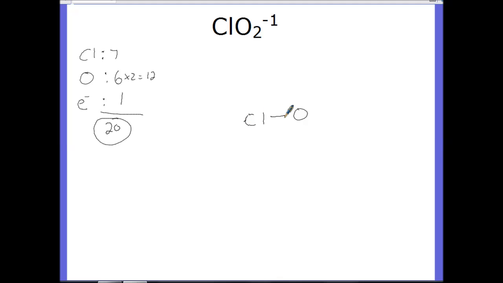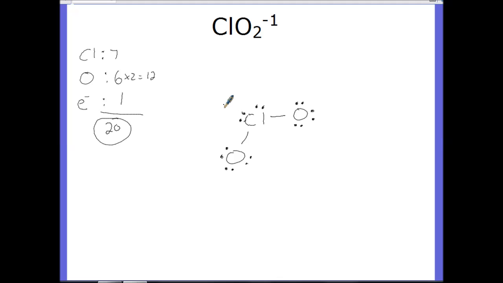I'm going to bond my atoms to my chlorine just like this and check to make sure you have 8 valence electrons around everything. Right now this oxygen only has 2, so let's go ahead and add 3 and 4, 5 and 6, 7 and 8. This chlorine only has 4, so let's add 4 more. And this oxygen only has 2, so let's go ahead and add 6 valence electrons around this oxygen. Now, let's check to make sure we have 20: 2, 4, 6, 8, 10, 12, 14, 16, 18, 20. We have 20 valence electrons.